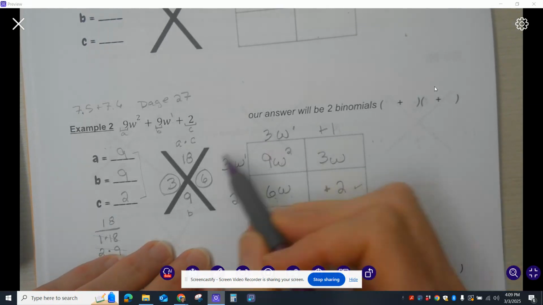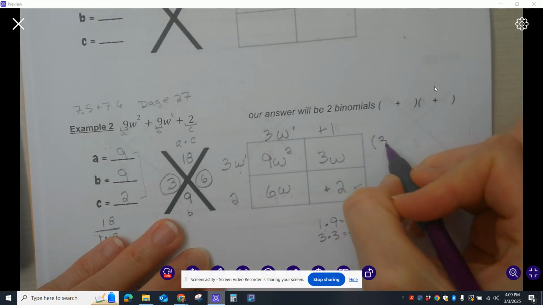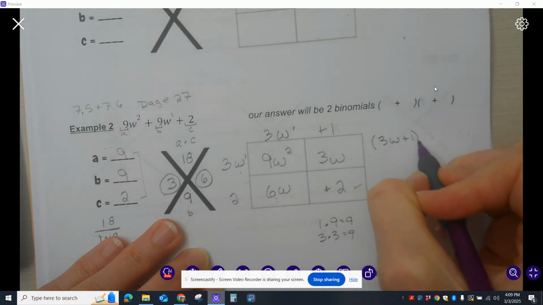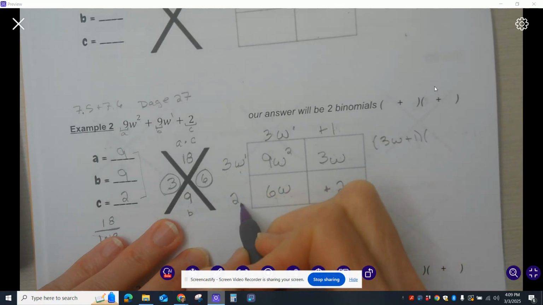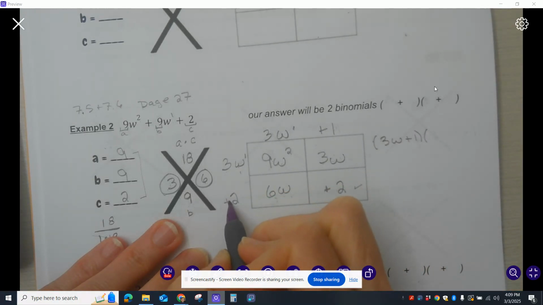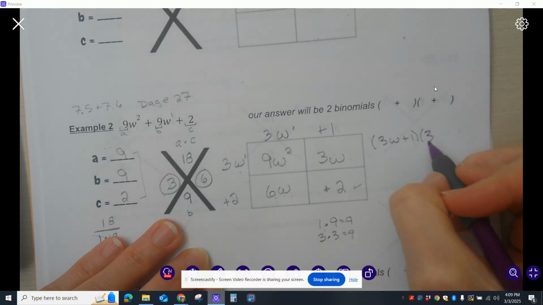So these are my 2 binomials. I'm going to write them here. And I'm going to write them as binomials. This is a positive 2, so I'm going to put a plus there.